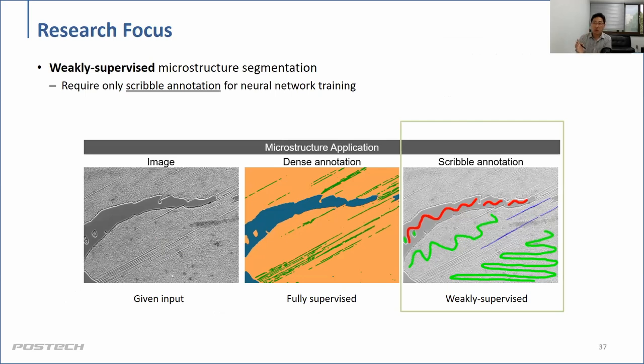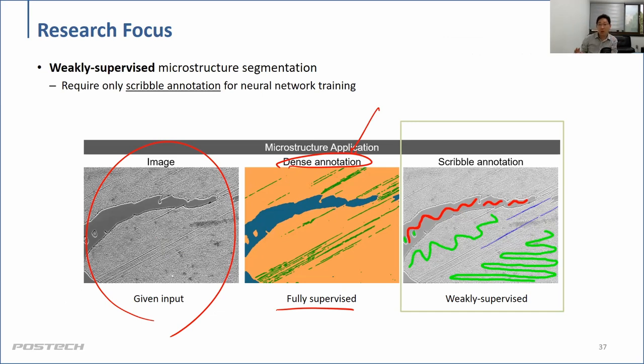So the research goal in this problem is that these are the given inputs. It doesn't have to be a material image here, but say any kind of image. The previous research is fully supervised. That means we need to give them all the segmentations for each pixel, which we call dense annotations. And I think this is asking too much.